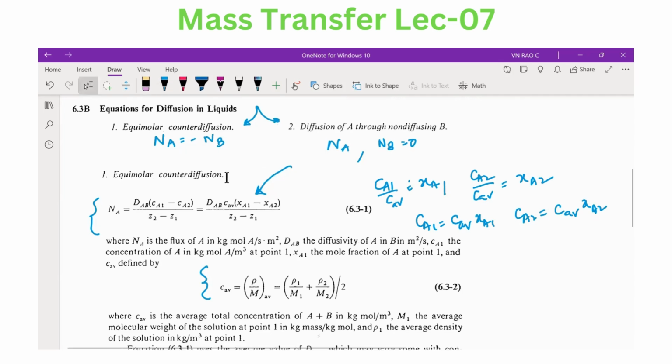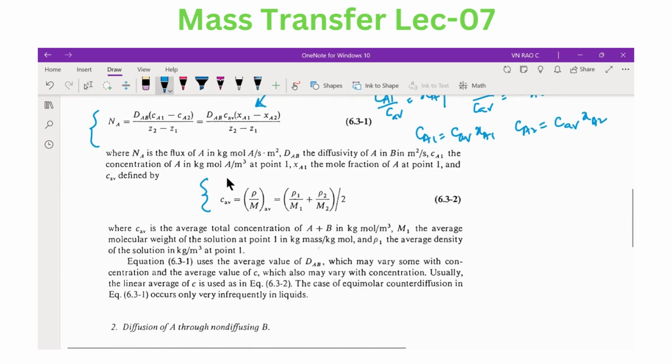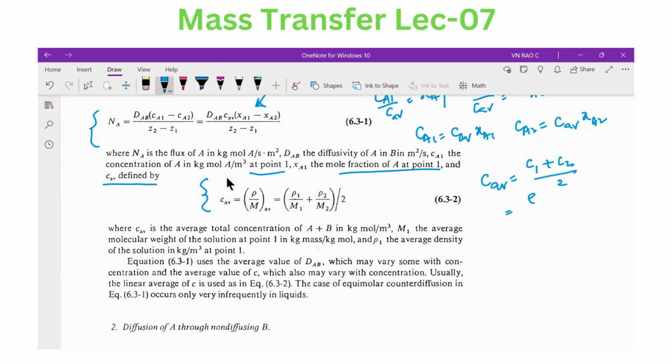Here N_A is the flux of A in kg mole A per second meter square. D_AB is the diffusivity. C_A1 is the concentration of A at point 1, and x_A1 the mole fraction of A at point 1, and C average is defined as C1 plus C2 by 2. So what is C1? Rho 1 by molecular weight M1 plus rho 2 by molecular weight M2, whole divided by 2. So this is the average. And M1 is the average molecular weight of the solution at point 1. Rho 1 is the average density at point 1.